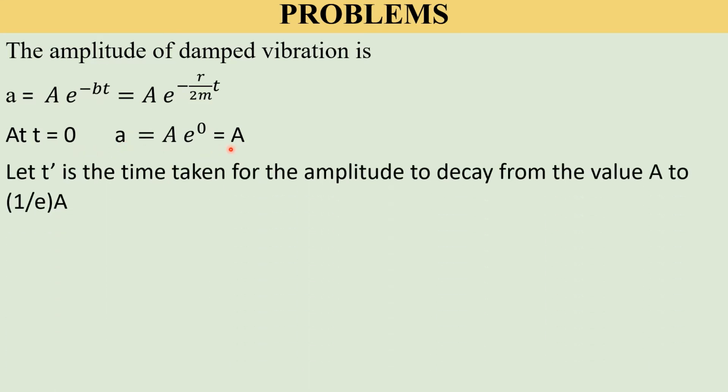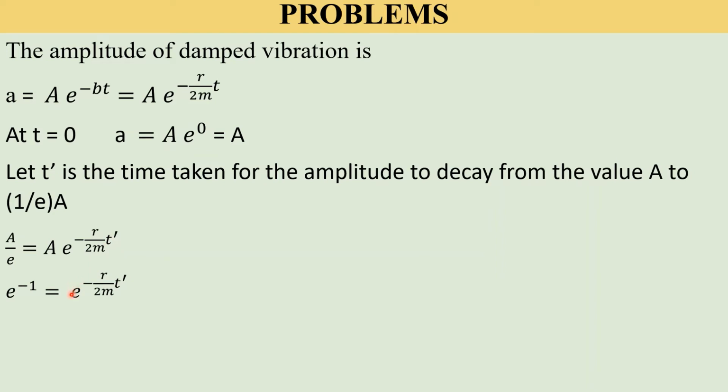Now what is the amplitude at t dash, where t dash is the time taken for the amplitude to decay from its value A to 1 by e times A. So substitute in the same equation: small a is equal to A by e, and capital A into e to the power minus r by 2m into t dash. So here A gets cancelled, so 1 by e is equal to e to the power minus r by 2m t dash.